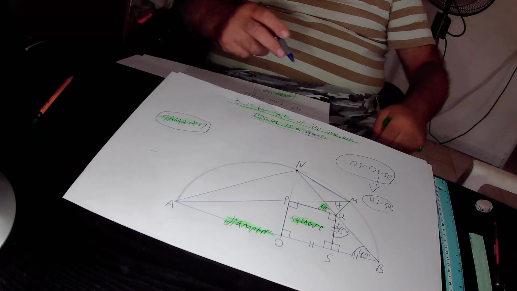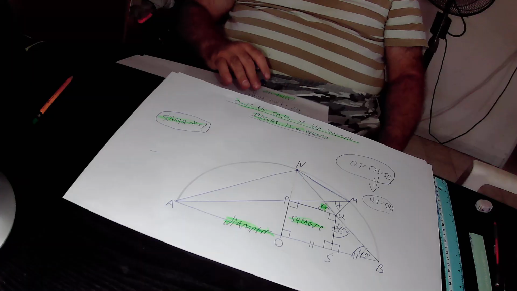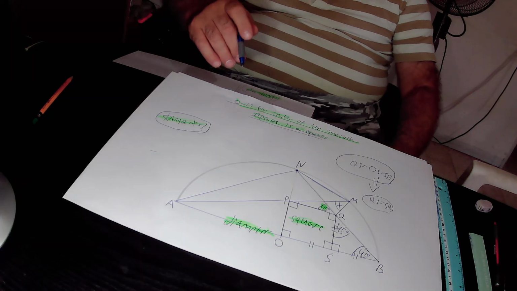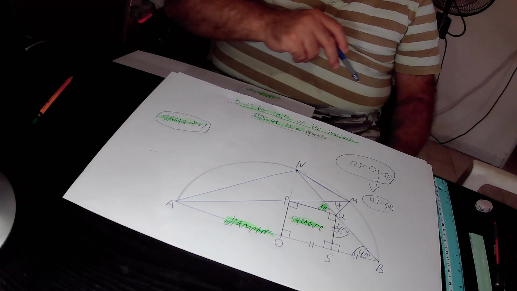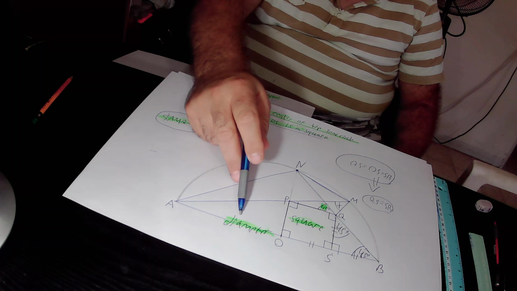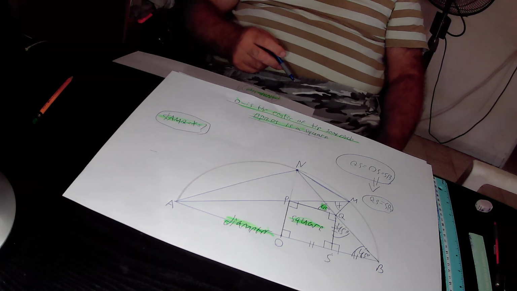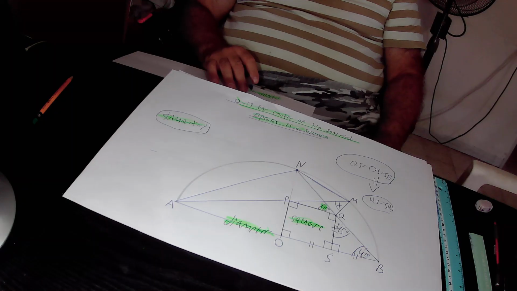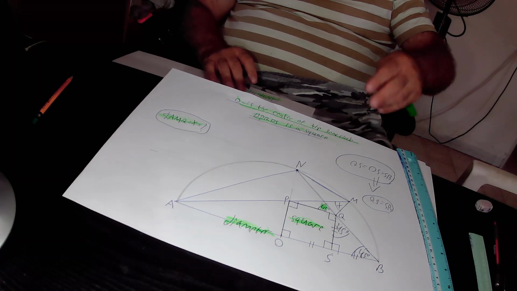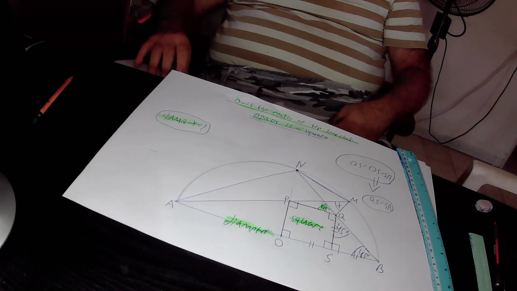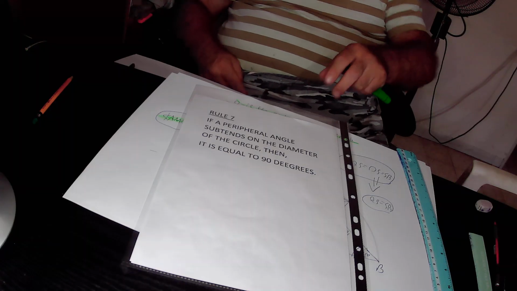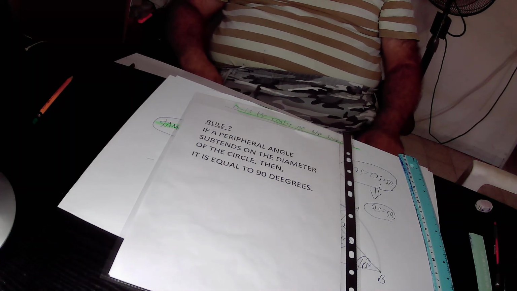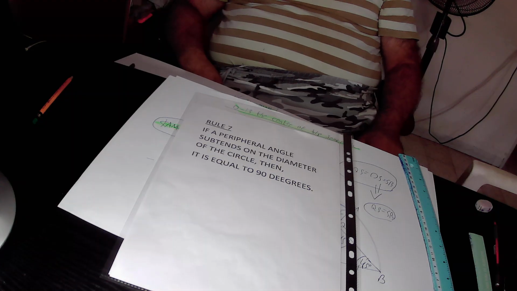By joining points N and A together, we created triangle ANB. This is triangle ANB that subtends on AB, that is the diameter of this semicircle, and according to rule 7, any angle that subtends on the diameter of a semicircle or a circle must be equal to 90 degrees in its size. So I repeat quickly rule 7. According to rule 7, if a peripheral angle subtends on the diameter of the circle, then it is equal to 90 degrees in its size.